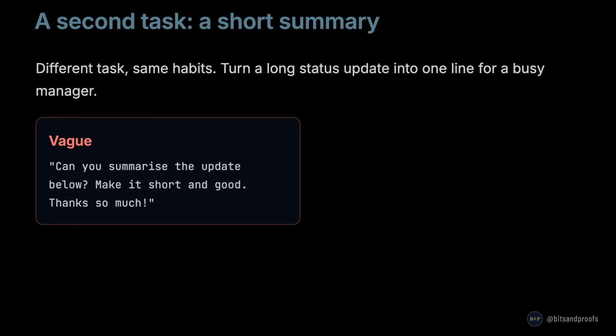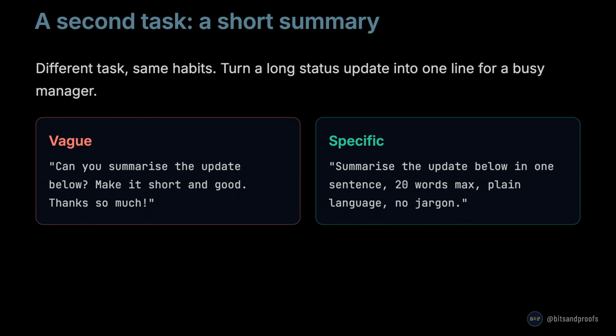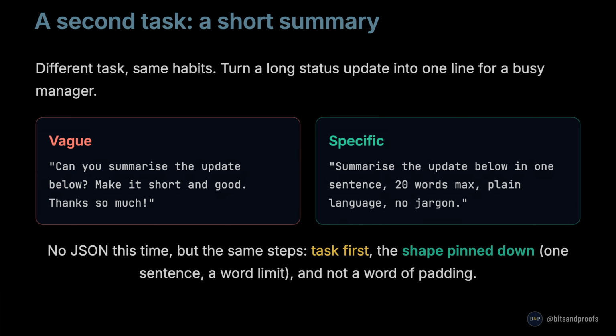Here is a second task to show the same habits work anywhere. Turn a long status update into 1 line for a busy manager. The vague version just says, summarize this, make it short and good. The model has to guess how short and what good even means. The specific version pins it down. 1 sentence, 20 words maximum, plain language, no jargon. No JSON this time, but the same steps. Task first, the shape pinned down, and not a word of padding.